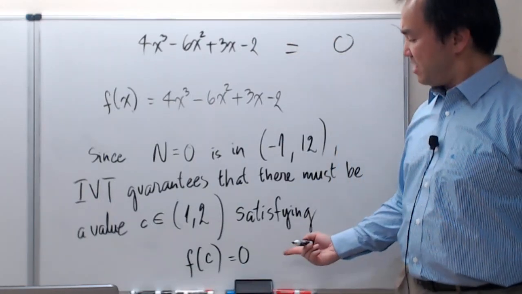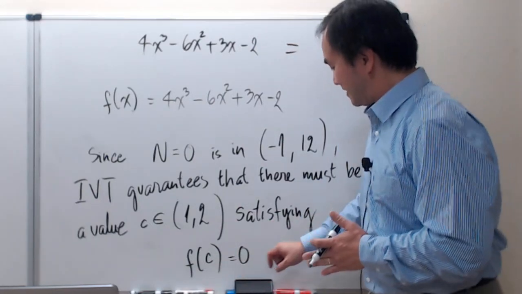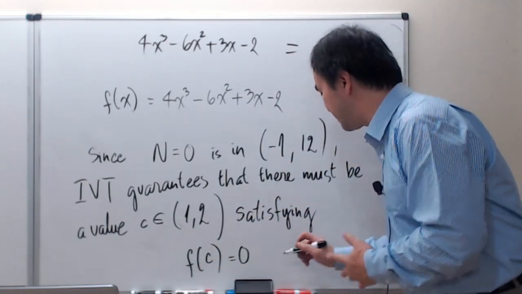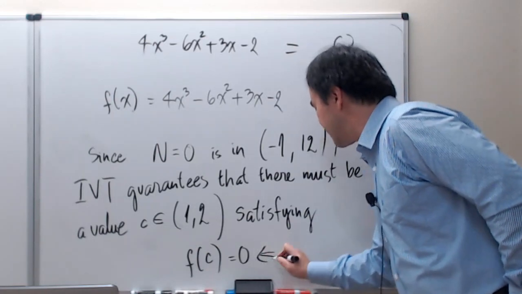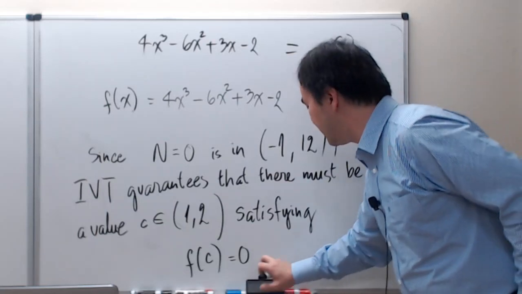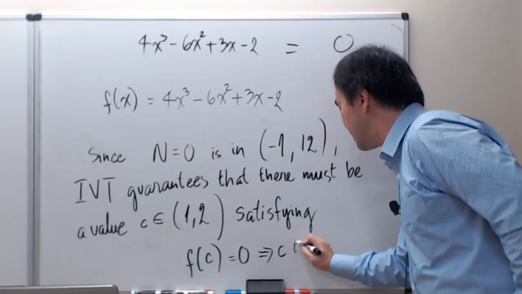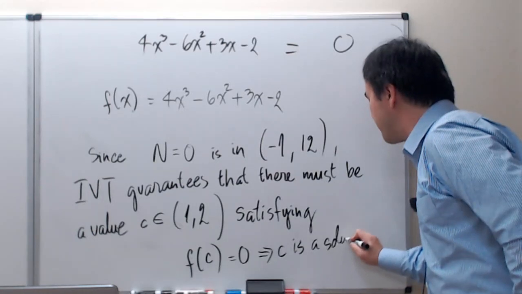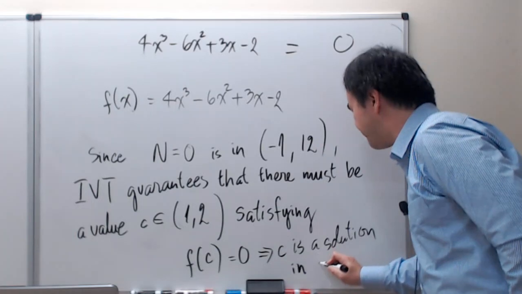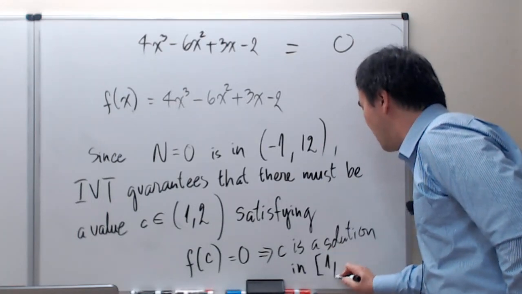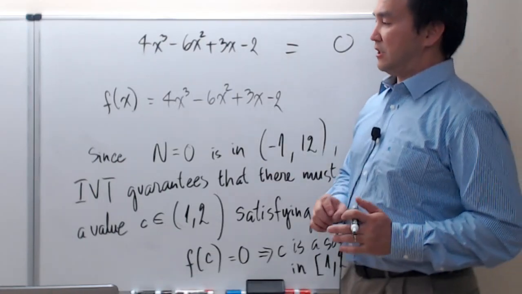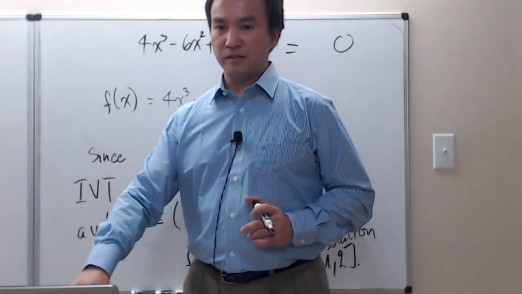And so now, hey, wait a minute, f of c equals 0 is the solution. This is the solution. So that means I should have drawn my arrow the other way. That means c is a solution inside of the interval from 1 to 2.